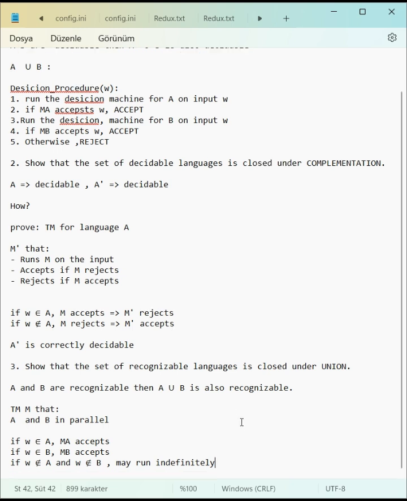In this question, we can say: parallel simulation of both language recognizers, non-termination allowed for strings outside the union, and it preserves recognizability properties. So recognizable languages are closed under union. The proof shows how recognizable languages can be combined while maintaining their fundamental computational characteristics. That is the answer to the third question.